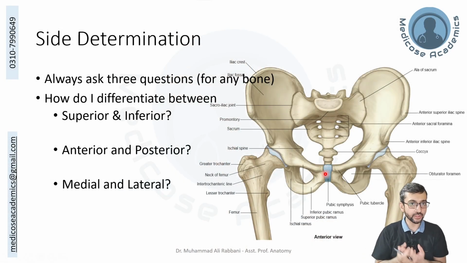In the next segment we will start with the ilium bone. We will study its surfaces, its parts, its borders, its iliac crest, and the different attachments that are on it. Then we will move on to the pubis and ischium in the end.